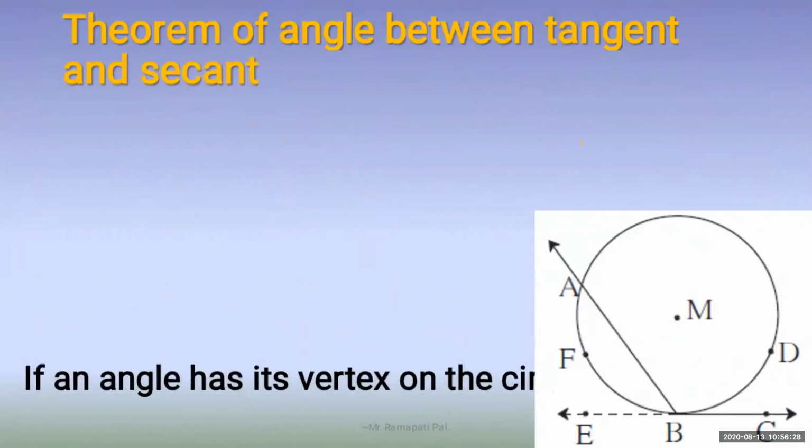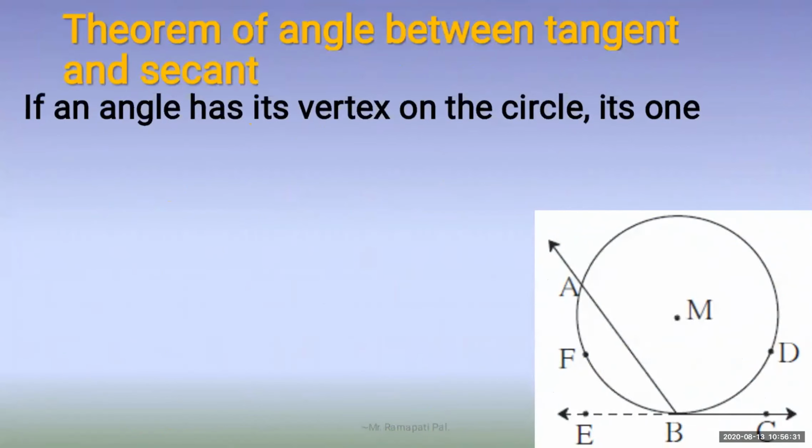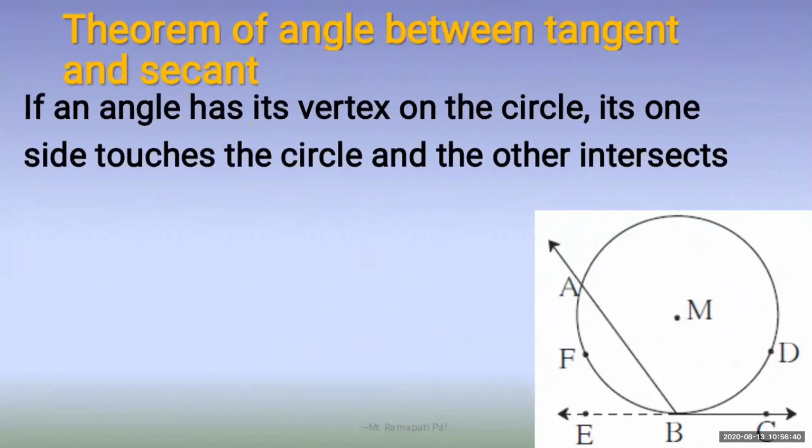Theorem of angle between tangent and secant that we are going to learn. Now, you can see the diagram. If an angle has its vertex on the circle, its one side touches the circle and the other side intersects the circle in one more point, then the measure of the angle is half the measure of its intercepted arc. Very important formula. Is it clear?